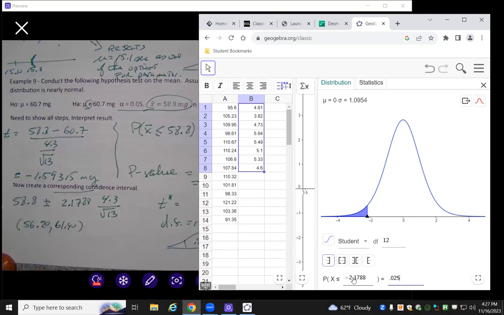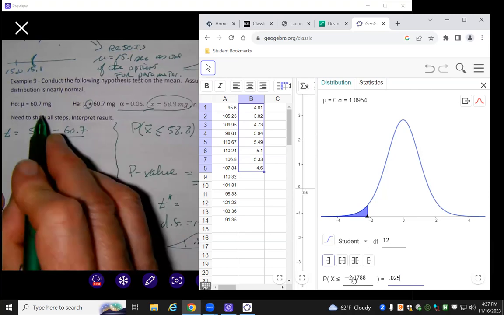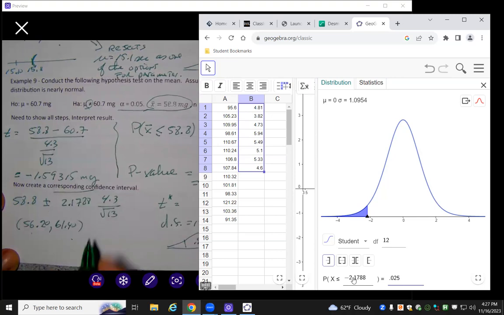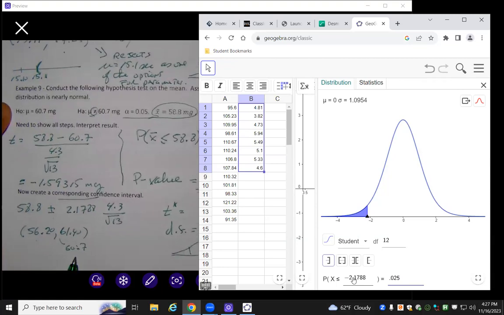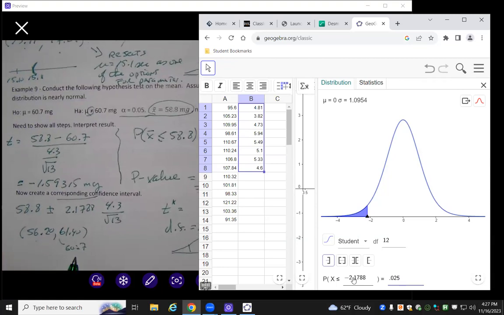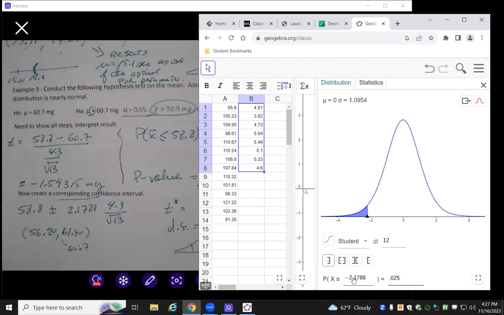Is my null hypothesis in there? Sure it is. 60.7 is in this, right? Somewhere in here is 60.7. So notice this confidence interval says we found no evidence against the null hypothesis. Okay. So could a confidence interval be used for a hypothesis test? The answer is yeah, it could.